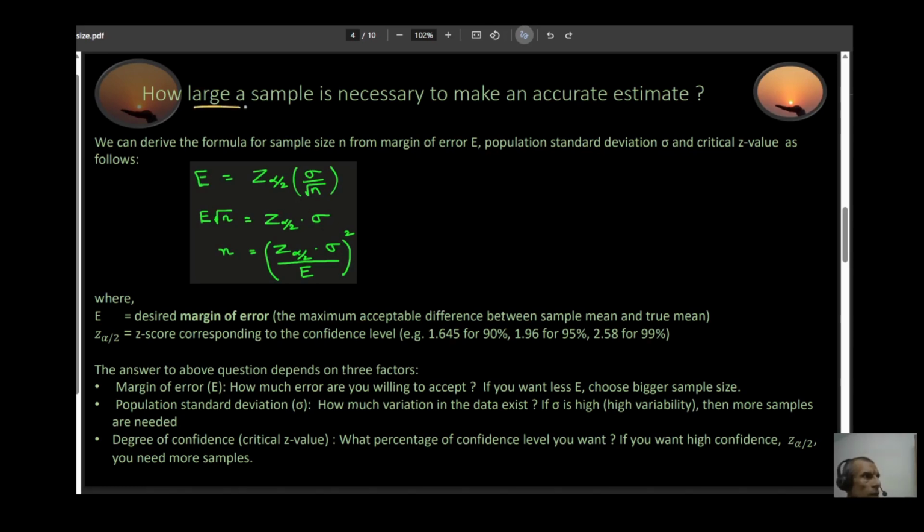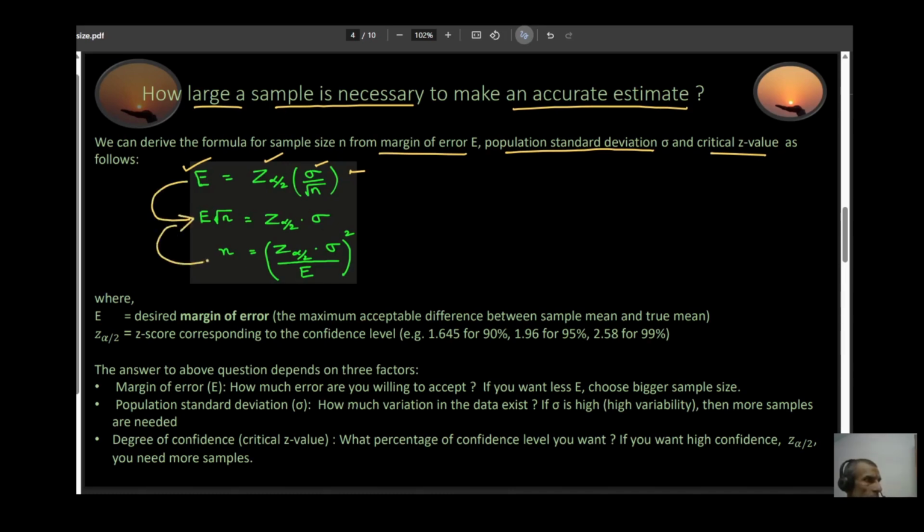So, how large a sample is necessary to make an accurate estimate? We can derive that using a simple equation. We know that the formula for margin of error right here is given by this expression right here. In this case, my E is the margin of error, my sigma right here is the population standard deviation, and Z right there is the critical Z value. So from this expression follows, and from this expression, you get this right here. This one tells you your sample size right here.